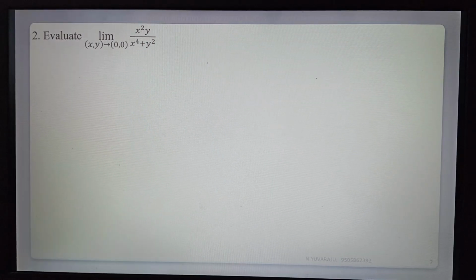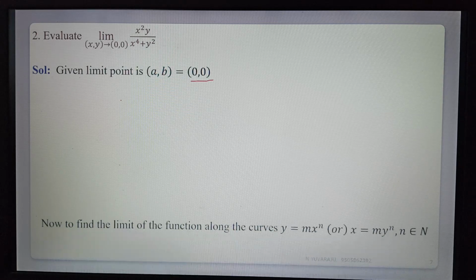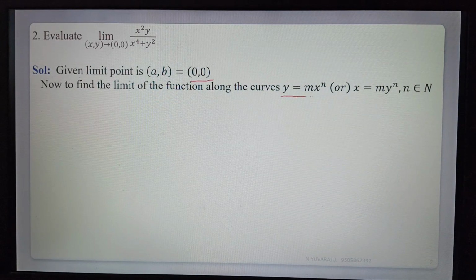So see the next example. Evaluate limit x comma y tends to 0 comma 0 of x square y by x power 4 plus y square. Here the limit point is the origin. So we have to find the limit along infinitely many paths, that is y equal to mx power n or x equal to m into y power n. Okay? So first, along the path y equal to mx, n equal to 1, we have to find the limit.